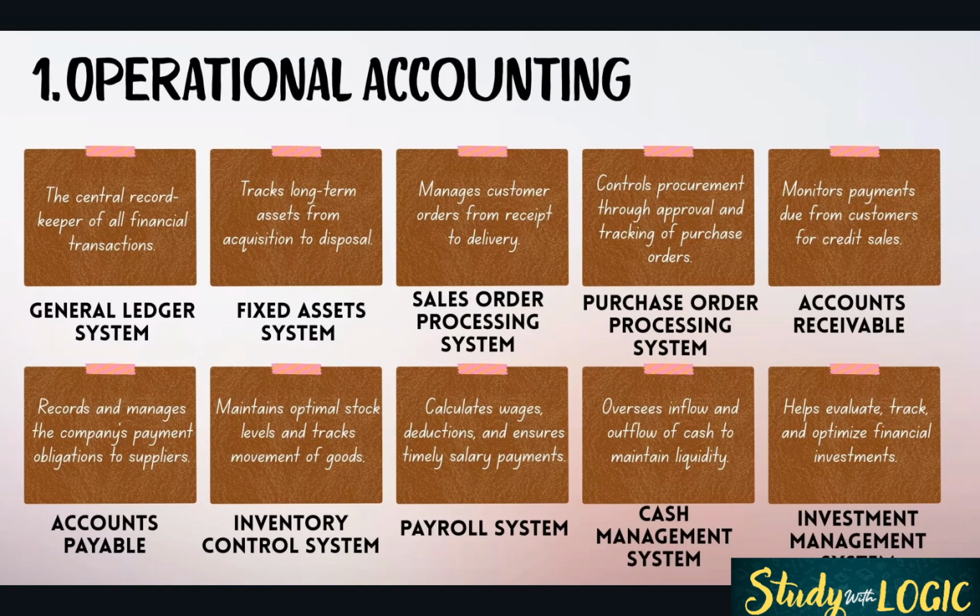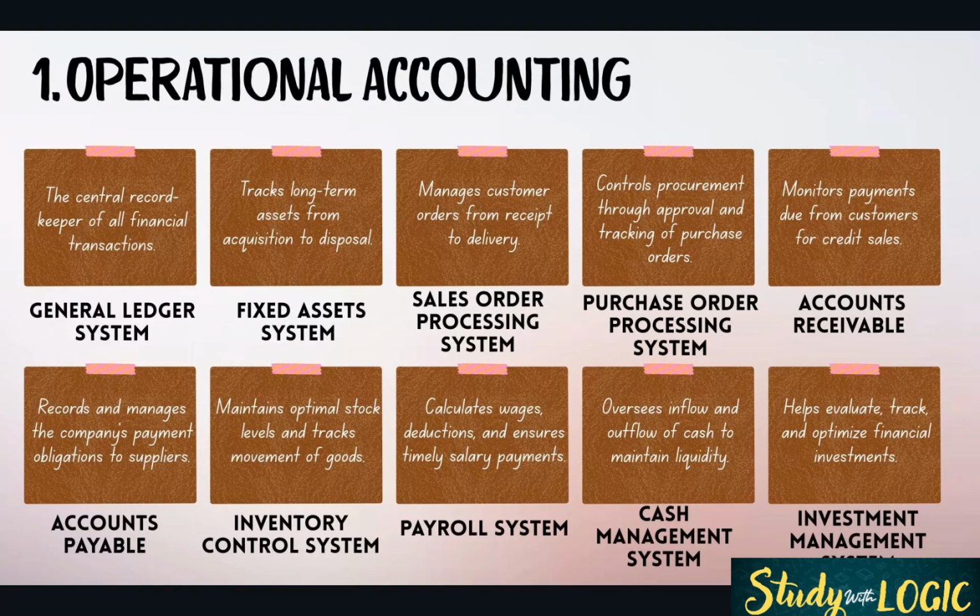Next, we have the fixed asset system. The fixed asset system maintains records of equipment, property, or any other long-term assets of the organization. Through this system, original costs of the asset, its depreciation rate, and book value can be calculated.